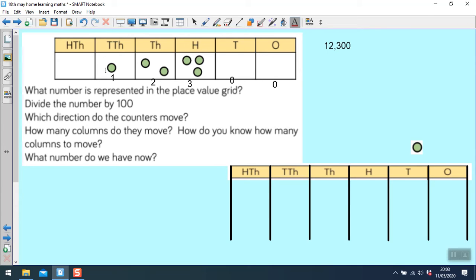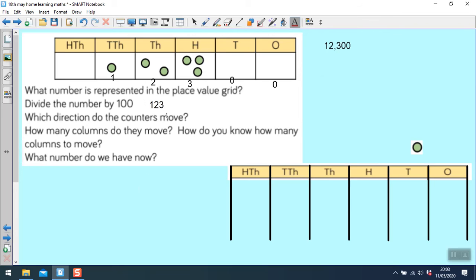Divide the number by 100, so you've got to move everything 2 places to the right. The 1 ten thousand is going to become 100. The 2,000 is going to become 2 tens. The 300 is going to become 3 ones. So it's 123.